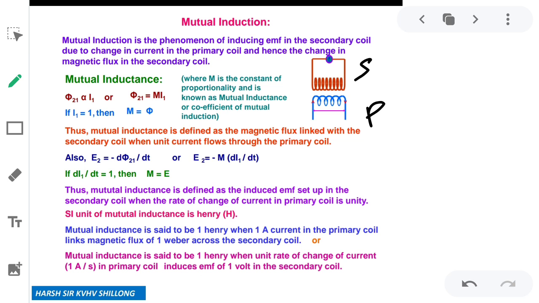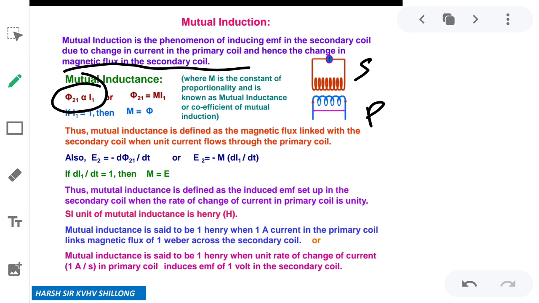So this induction of current in another coil, when changing current is passed in the primary coil, is known as mutual induction. So mutual induction is the phenomenon of inducing EMF in the secondary coil due to change in the current in the primary coil, and hence the change in the magnetic flux in the secondary coil. Derivation is similar to self-inductance. Just remember, the simple thing is that here you have to mention which coil and where. Like they have mentioned here, phi 21 is proportional to I1. Phi 21 means 2 means secondary, 1 means primary.